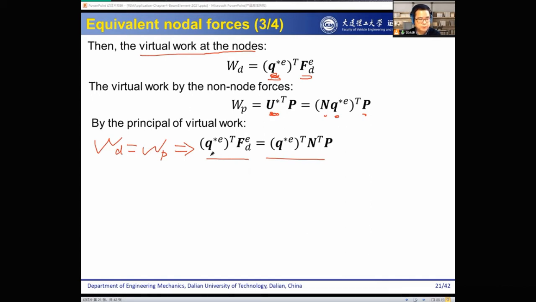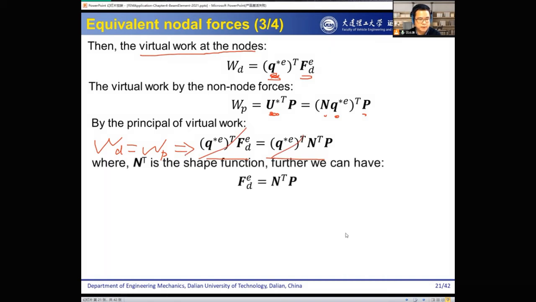We can further do the mathematics to eliminate those, and then what we get is the relationship between the node force and the external force. Okay, and the relationship between them is linked by the shape function of the element. So that's why we say the shape function is very important, because we can see here it will be used to work out the equivalent node forces.